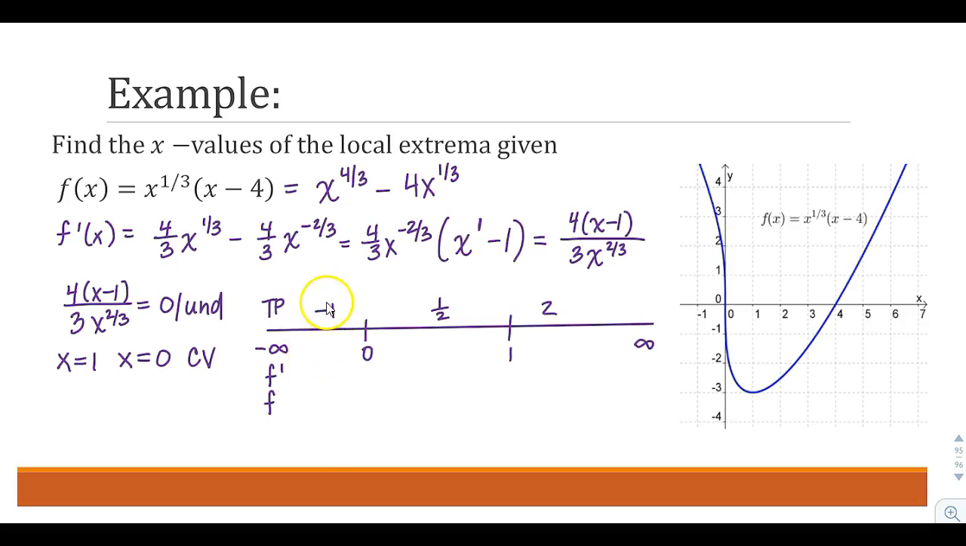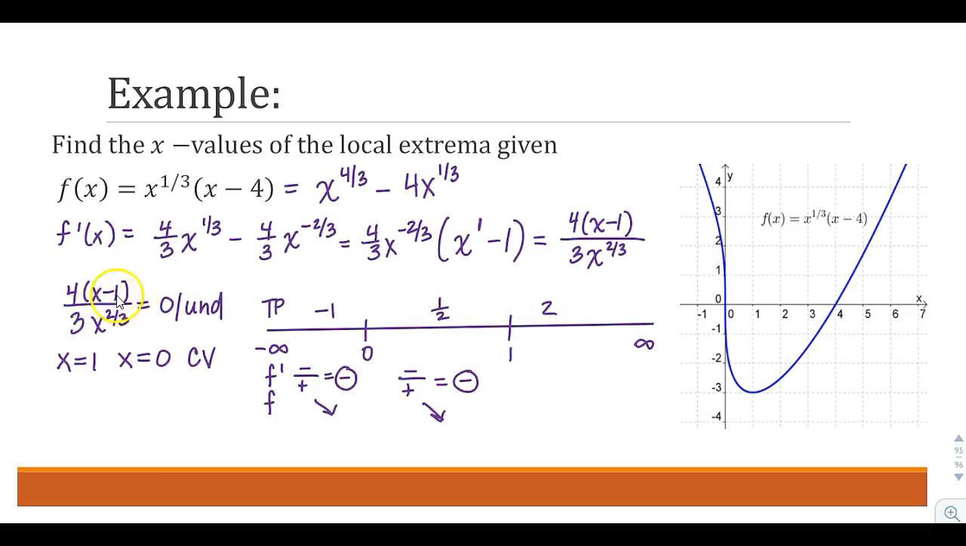So if I substitute -1 into the simplified derivative, the numerator is going to be -1 minus 1, so that's going to give me a negative. And then the denominator, well here, x to the 2/3, since I'm going to square this quantity, the denominator is always positive. So overall, a negative over a positive is a negative, so f is decreasing. When I substitute in 1/2, I get 1/2 minus 1, that's negative, over, again, the denominator is always positive, so it stays negative, I'm still decreasing.